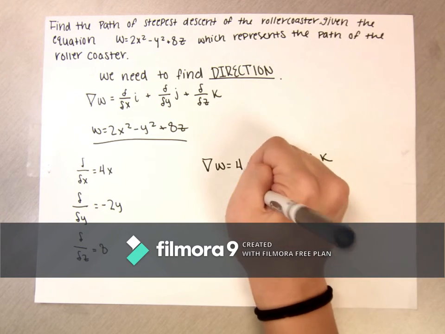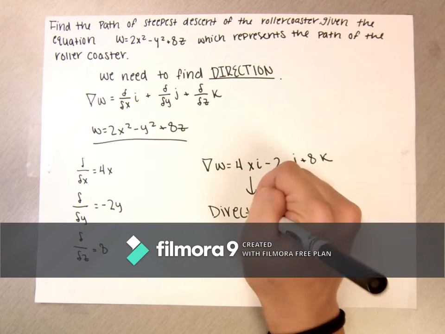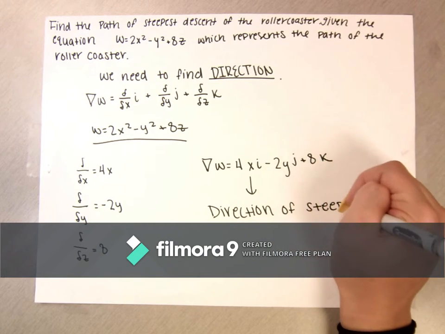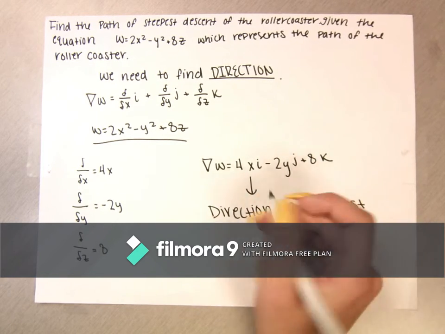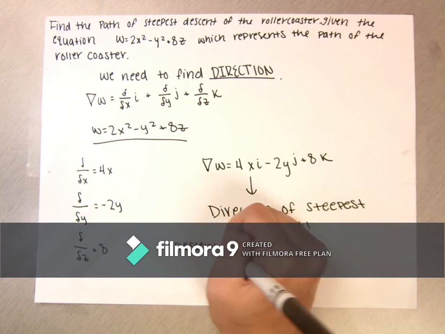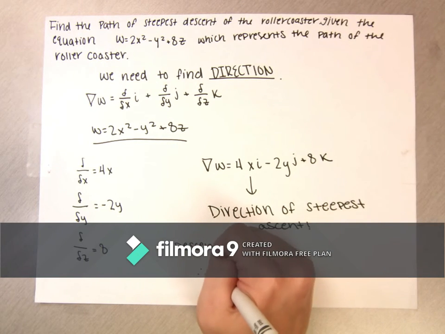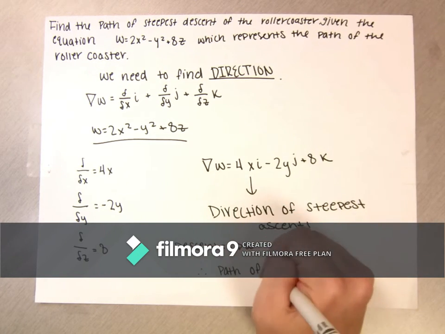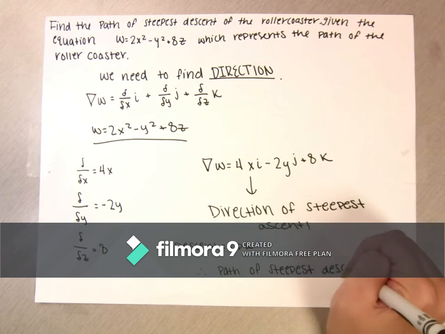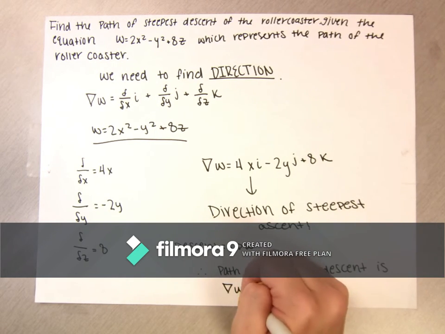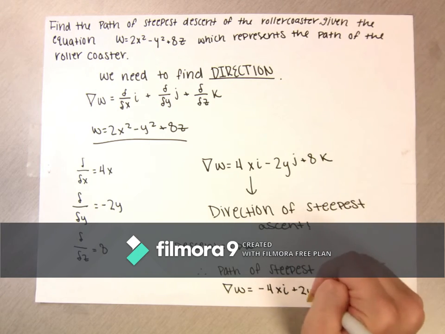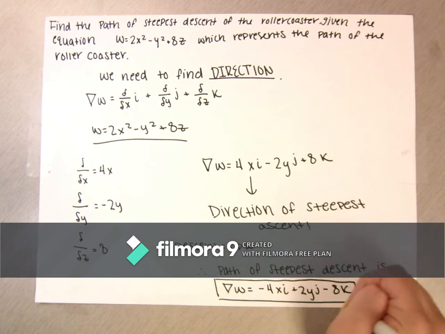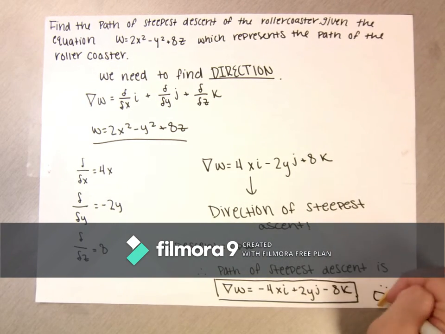But not so fast. The gradient gives us the path of steepest ascent, but we need the path of steepest descent. In order to find the direction of steepest descent, we need to multiply the gradient by negative 1. Therefore, the path of steepest descent is delta W equals negative 4x i plus 2y j minus 8k.